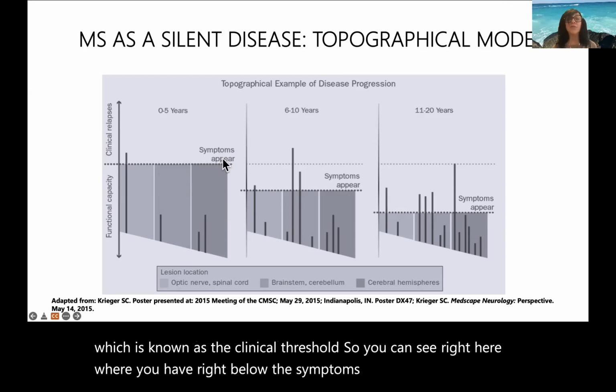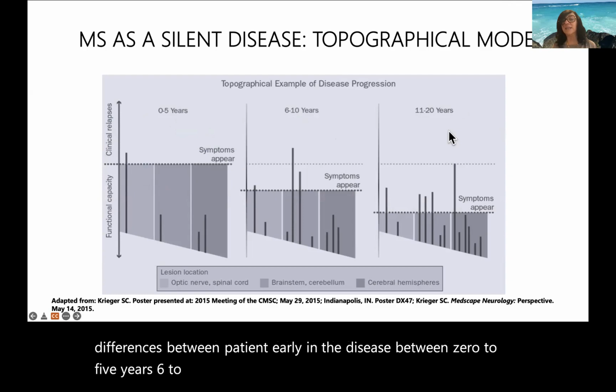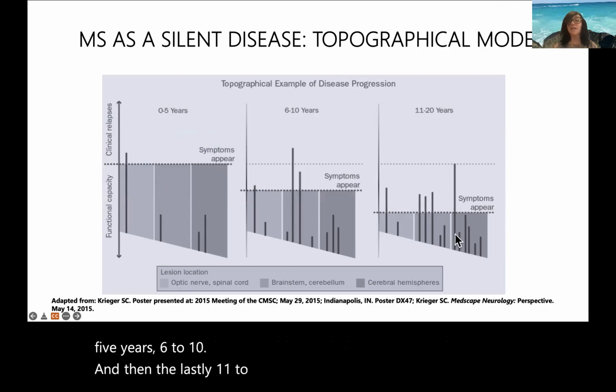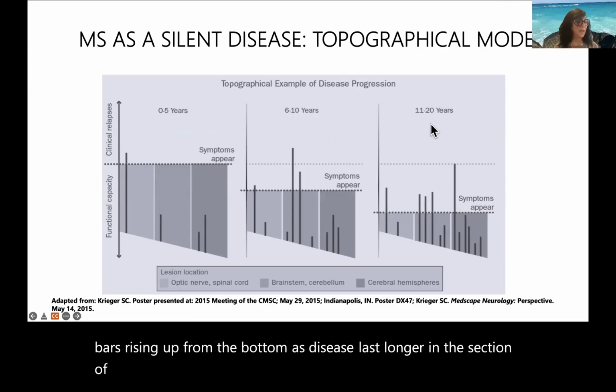So you can see differences between patients early in the disease, between 0 to 5 years, 6 to 10, and then lastly 11 to 20. So you can see there are many more bars rising up from the bottom as the disease lasts longer, in the section of 11 to 20 years.